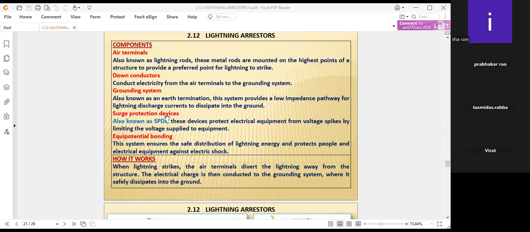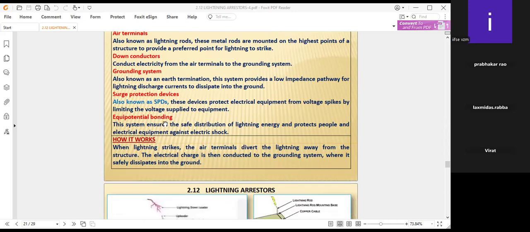Surge protection devices, or SPDs, take care of any sudden leakage. These devices protect electrical equipment from voltage spikes, that means sudden high voltage or high current. Where there is high voltage or high current, it is suppressed, or the electricity is cut off, without going to the equipment.